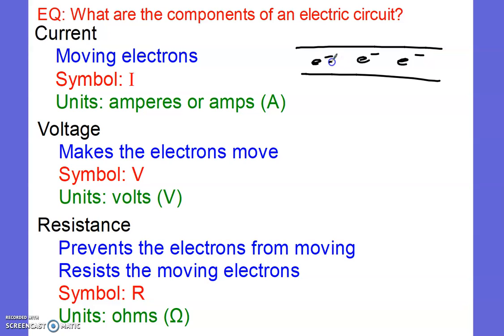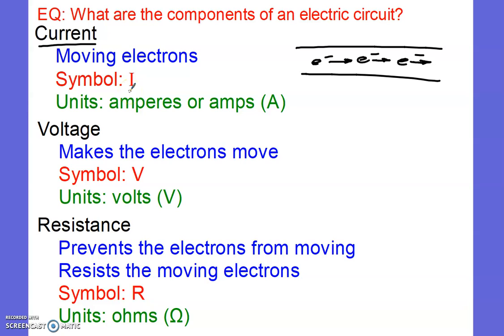And how fast they are moving is referred to as the current. It is how fast the electrons are moving. The unit of electric current is measured in amperes or amps. We abbreviate that with the letter A. However, the symbol for current is not the letter C, it is the letter I.